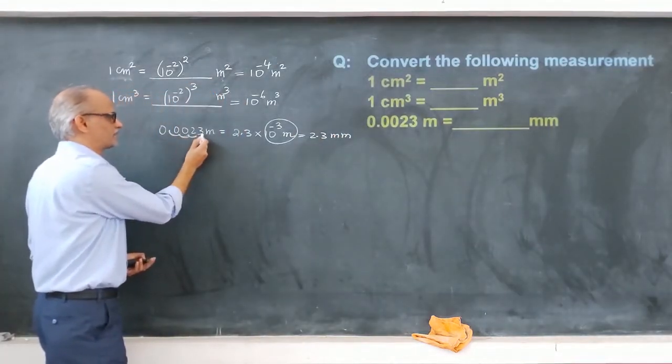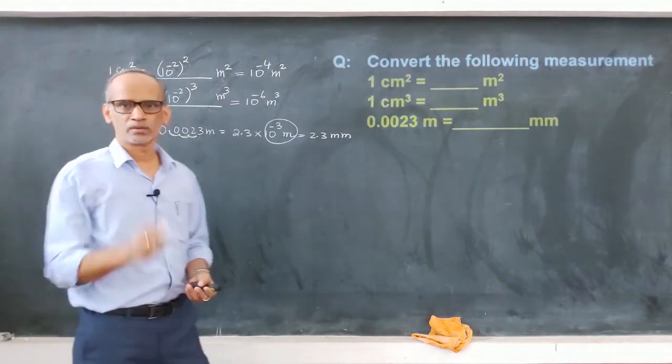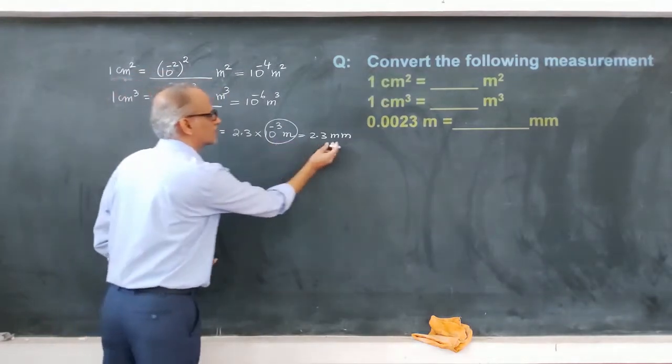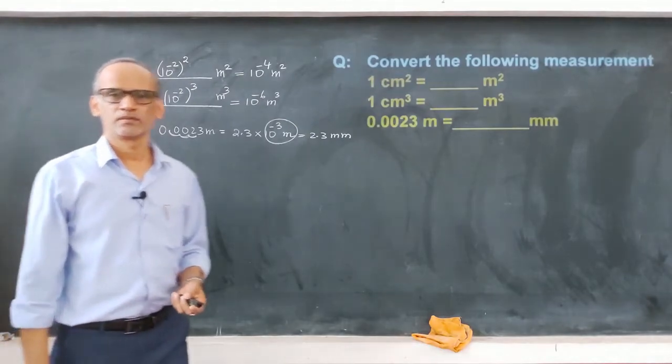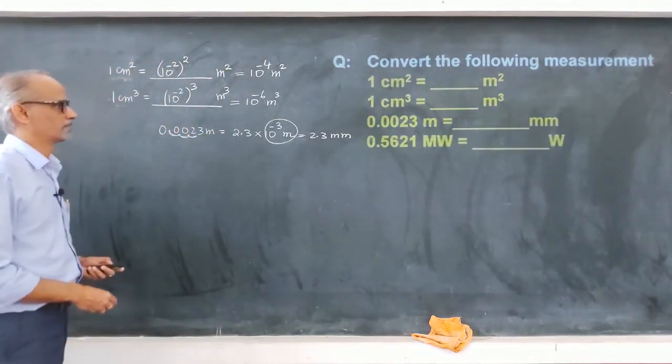Okay. So, first just by shifting, I rearranged the number and wrote it in scientific notation, and that made it very easy to write in terms of millimeter. Are you following what I am explaining, students? Okay. Let's go for the next.